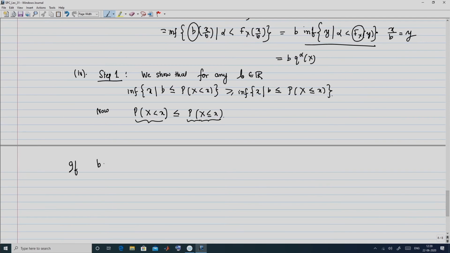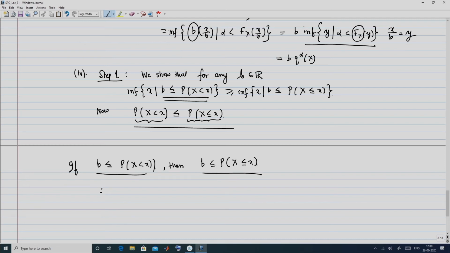If b is less than or equal to probability of X strictly less than x, right. So, that means I am looking at this condition, then from here obviously we get that b is less than or equal to probability of X less than or equal to x. So, now that this implies this, therefore, all those values of x such that b is less than or equal to probability X strictly less than x will be a subset of all those x such that this condition holds, that is b is less than or equal to probability of X less than or equal to x.